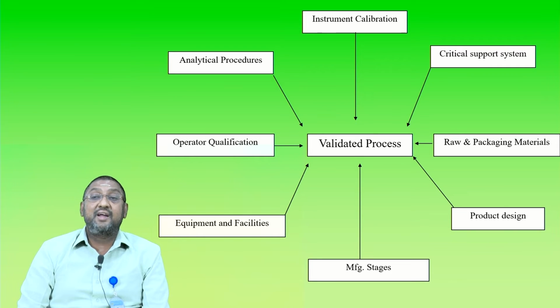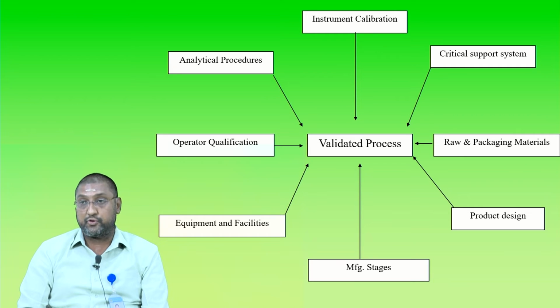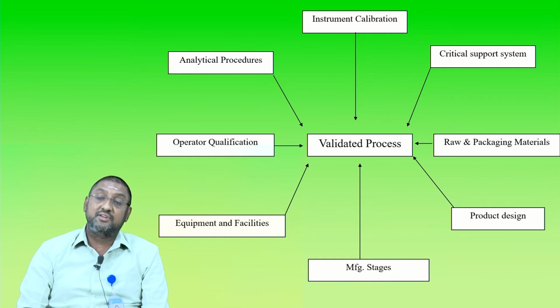The next one is manufacturing stages. What are the stages involved in the manufacturing process? Then you should know what equipment and what facilities they are using. Next, you have to qualify the person, which is called operator qualification. You give the instruction to the operator on what steps are to be followed as per the standard operating procedure. While doing the manufacturing, they should follow the batch production record.